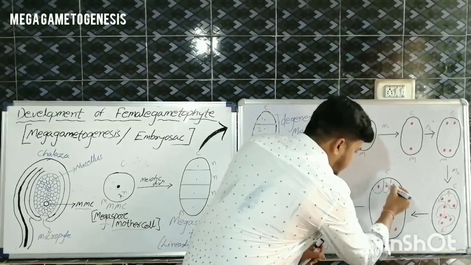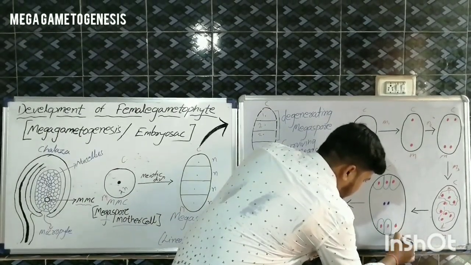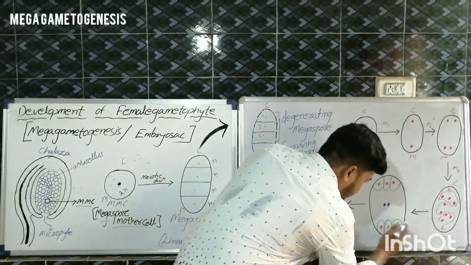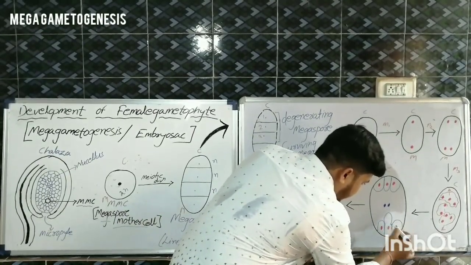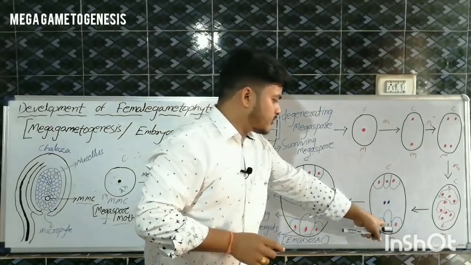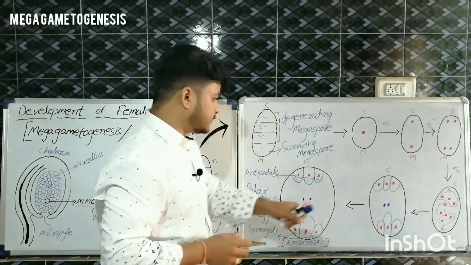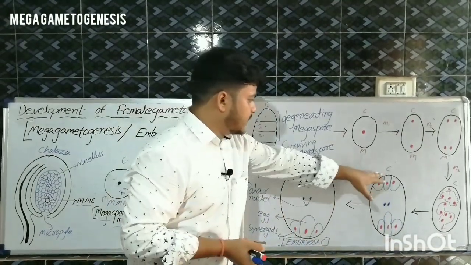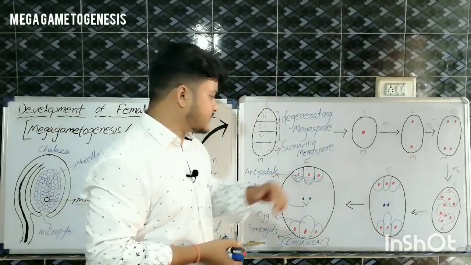That means cytokinesis takes place in the lower stage also. That means in your micropylar end also the cytokinesis is going to develop. But the middle cell of your micropylar end is going to be a little bit bigger. That means it is your egg cell, so it is going to be a little bit bigger. That means the cytokinesis takes place over here. So in your chalaza end and micropylar end the cytokinesis takes place.